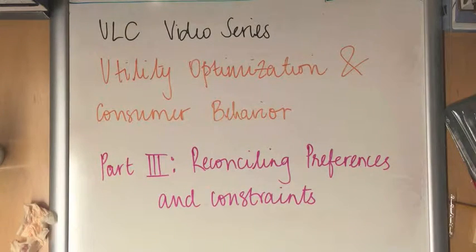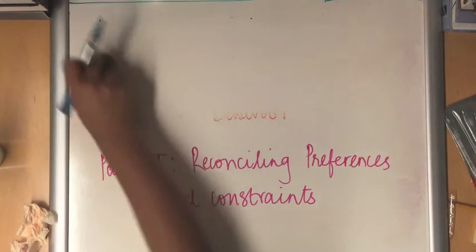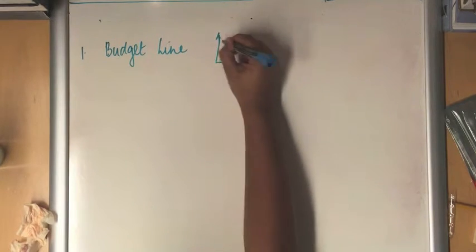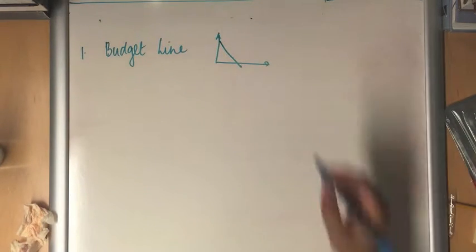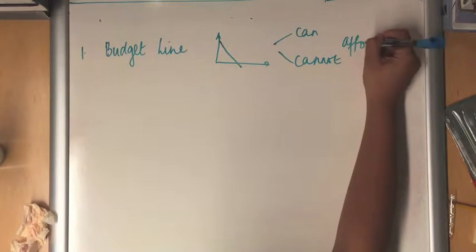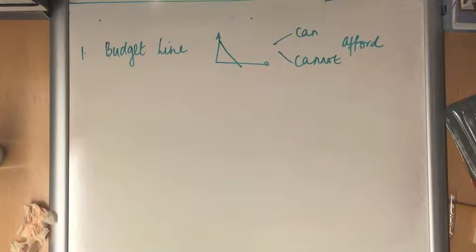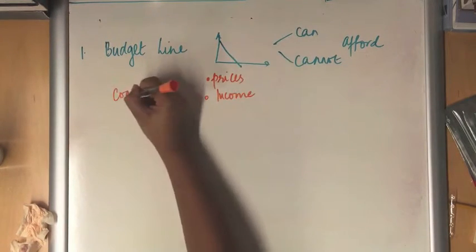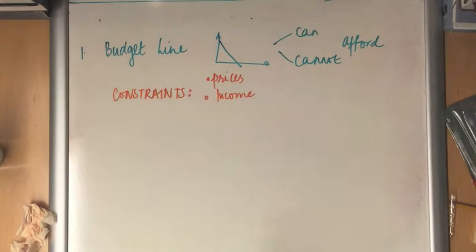Okay, so this video will show you how to reconcile the two concepts that we learned in the previous two videos. These concepts are, first off, the budget line, which looked like this and showed you what you can and cannot afford given the constraints you face. These are typically the prices of the goods and your income. This represents what you can have.